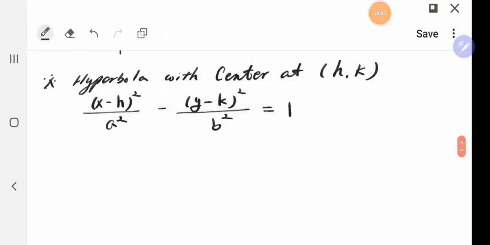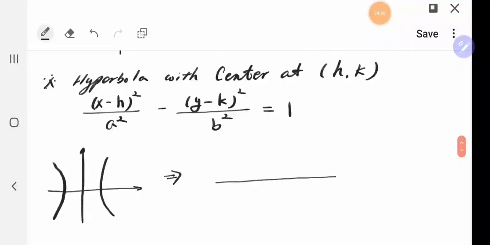How about if the center of the hyperbola is at h and k? That means we translate the original hyperbola horizontally and vertically. So then the graph should be like this. This is the original one, so the graph of this hyperbola will be shifted horizontally and vertically.